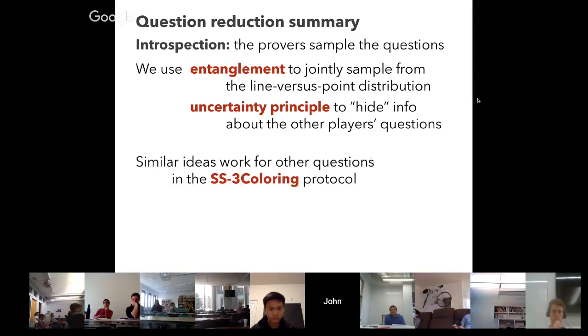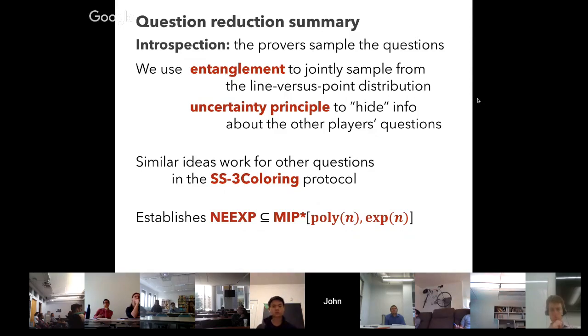I should mention, earlier I was telling you, hey, for this protocol, just pretend it's only line versus point. But really, there are other questions that are also interesting in the succinct three-SAT or three-coloring protocol. But similar ideas will work for those questions as well. And after you do all this work, it will establish that NEEX is contained in MIP star with number 1, polynomial question size, and number 2, exponential answer size.